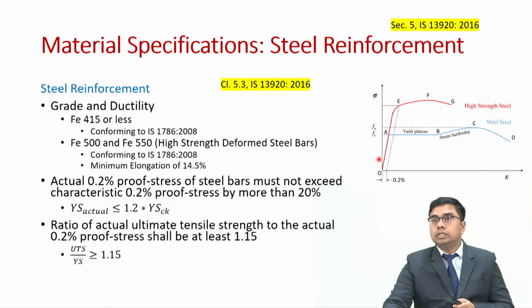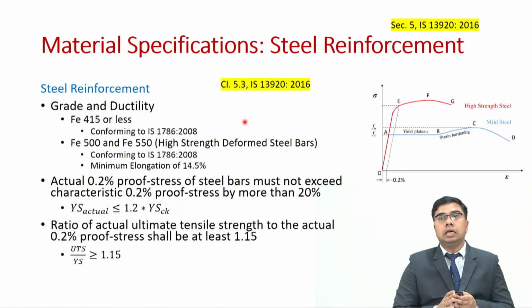In this figure we see the stress strain plot for mild steel and the high strength steel. For mild steel the curve is shown in blue and for high strength steel the curve is shown in red. As you can notice, mild steel is far more ductile than the high strength steel. So if you are using any steel reinforcement which has grade up to Fe415, that is the yield strength of 415 megapascal. Again, Fe415 is also a form of high strength steel only.